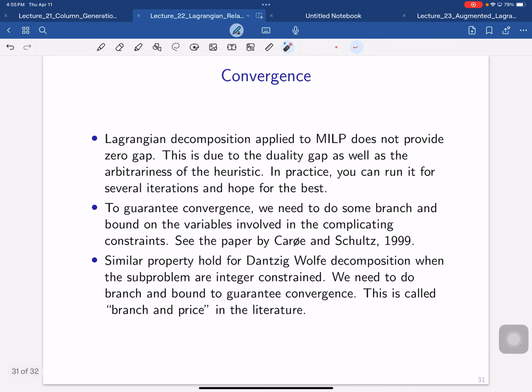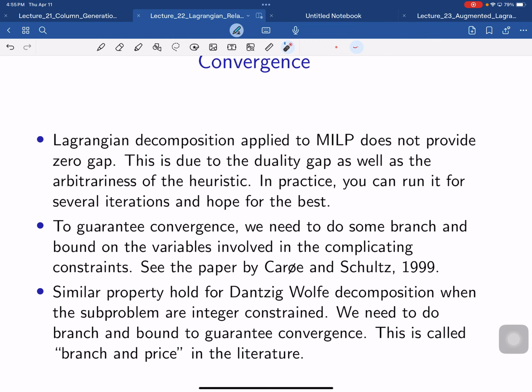Yeah, so here's what I just said, right? Usually Lagrangian decomposition applied to MILP does not provide a zero gap. This is because of the primal characterization, right? We have the pictures shown before. And then usually in practice, what you can do is just run it for a few iterations. If the upper and lower bounds don't improve, then you terminate with some optimality gap, right? If you are lucky, the problem may have a good optimality gap.